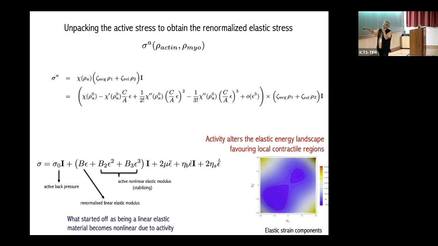Because of the sign of this B2, it could be negative, and so you get two minima here instead of the single minimum of the linear elasticity theory that we started with. So activity renormalizes the elastic free energy to generate two minima. You'll see that one of the minima exists at negative epsilon, which means the compression region. As a result, myosin likes to move towards regions which are more and more compressed.